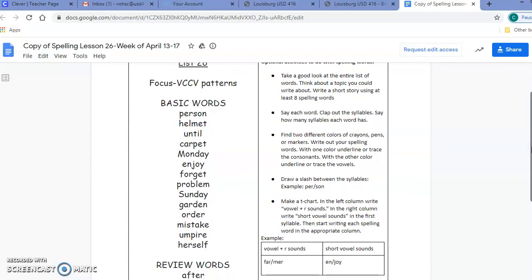And pay close attention. A couple of our spelling words this week have to have a capital letter at the front, like in Monday and Sunday, because they're proper nouns. Don't forget the capital letter on them.